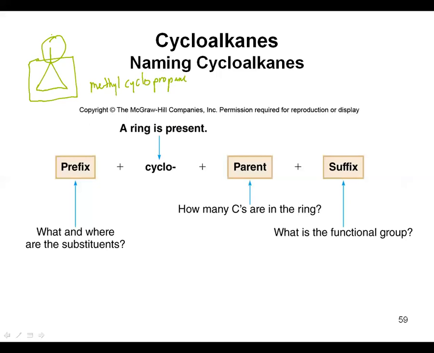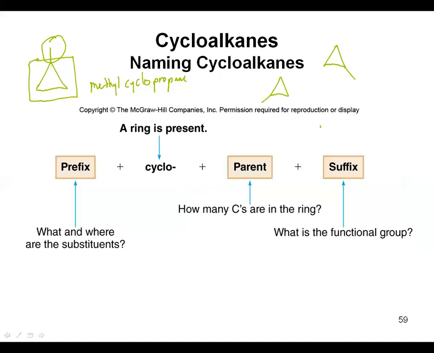In the case where you have just one group attached to a cycloalkane, which is what these are, you don't have to give the number or the location of anything. It's assumed that wherever that is drawn is going to be carbon number 1. So technically speaking, if you drew it like this, or like this, they're all the same. They're all methylcyclopropane.